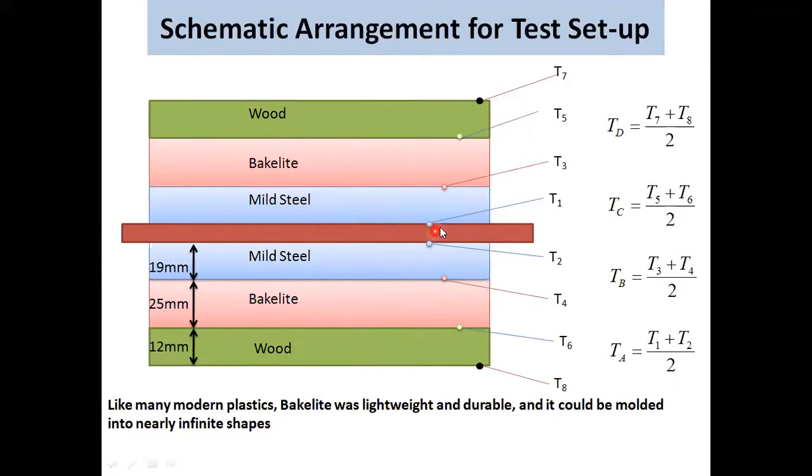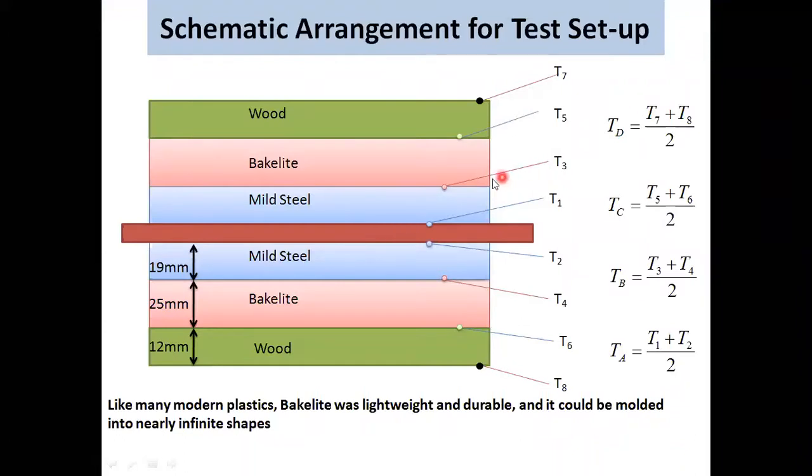So in order to measure the temperatures, we have placed thermocouples in between the materials. So our first thermocouple is placed between the heater and the mild steel. Similarly, the second thermocouple, that is T2, is also placed between heater and mild steel. So if you average out these temperatures T1 and T2, so (T1 + T2)/2, this will give you a TA temperature. So TA temperature is basically a temperature between mild steel and heater. Or you can say TA temperature is at the starting of mild steel.